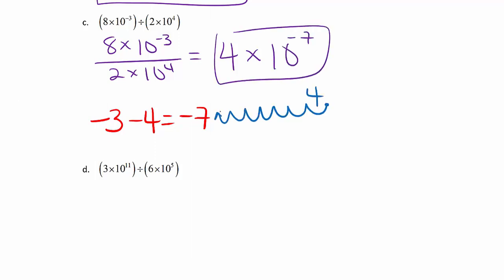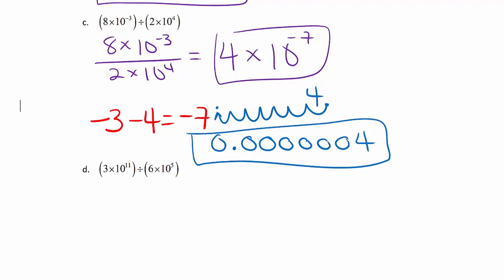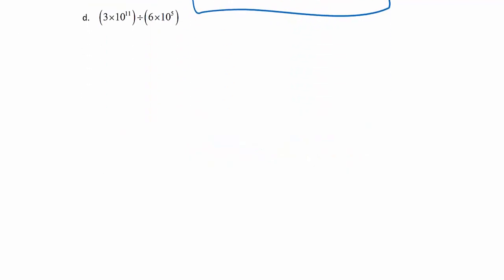To put it in standard form, I'd move that decimal 7 places to the left. That gives me something with 6 zeros and a 4. And there's my answer in standard form. All right, one more example. Let's take 3 times 10 to the 11th and divide that by 6 times 10 to the 5th.